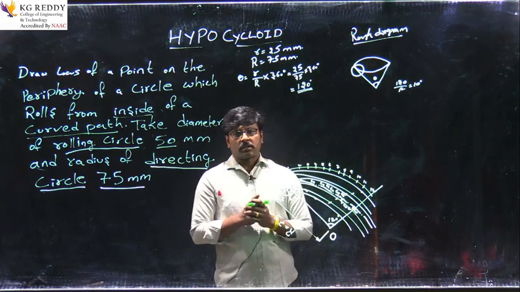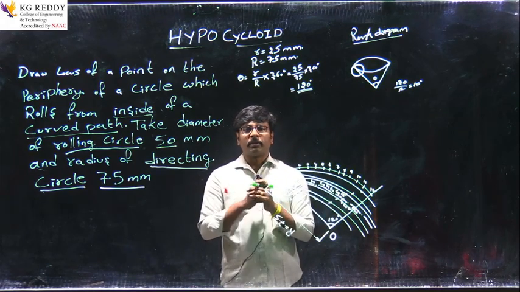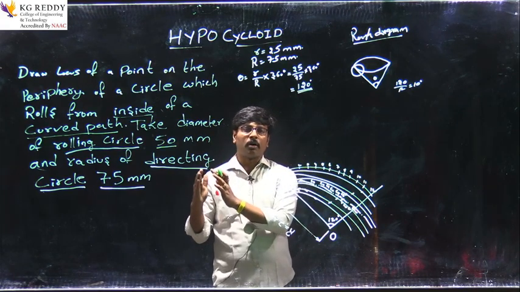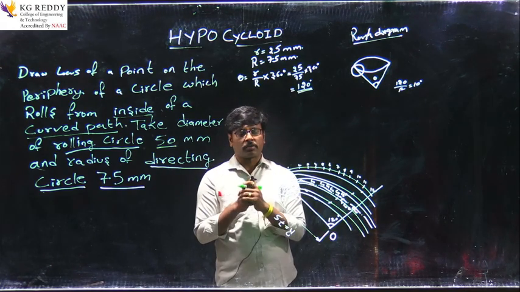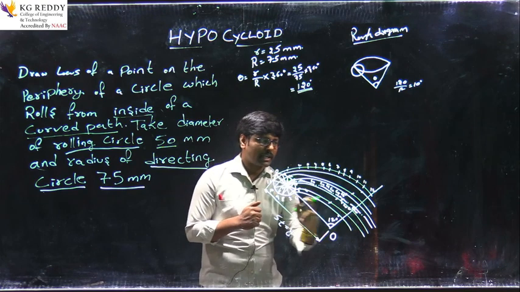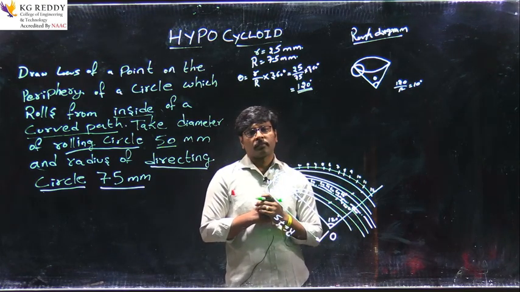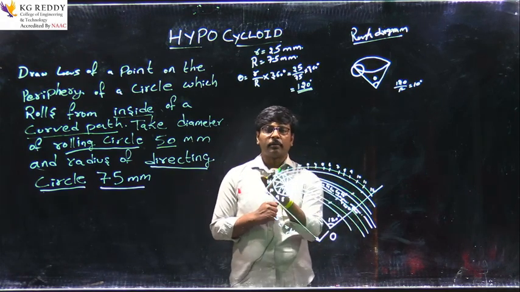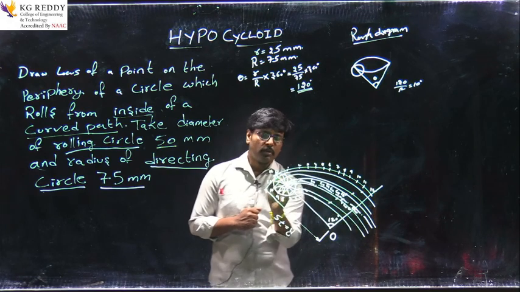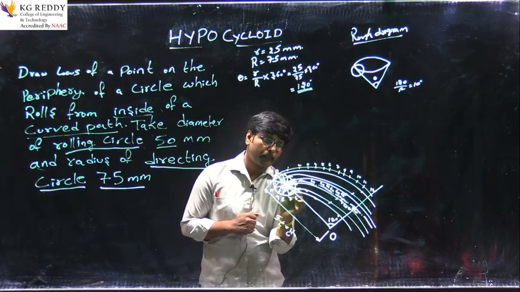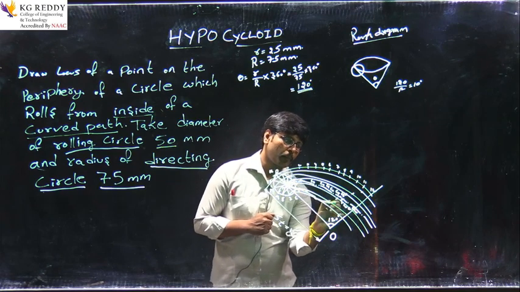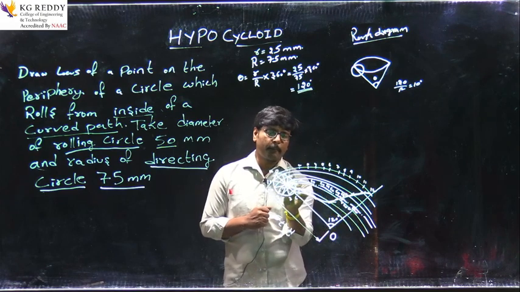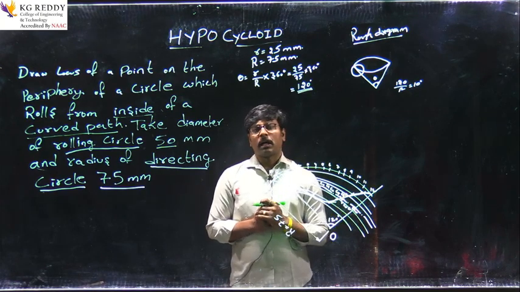The only difference that we have to identify between epicycloid and hypocycloid is that we take the roller outside in the epicycloid and inside in the hypocycloid. So the curves which we get like this, starting from the left side to the right side, come to the bottom. So I am joining these, and this is the curve which we get for a hypocycloid.